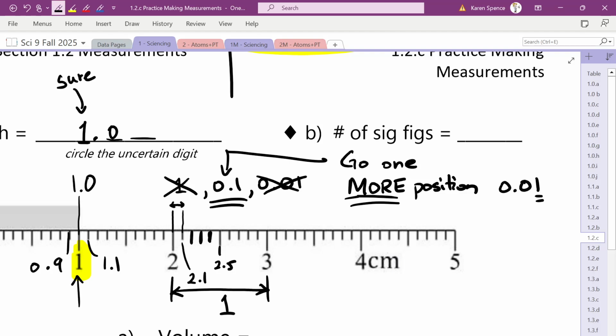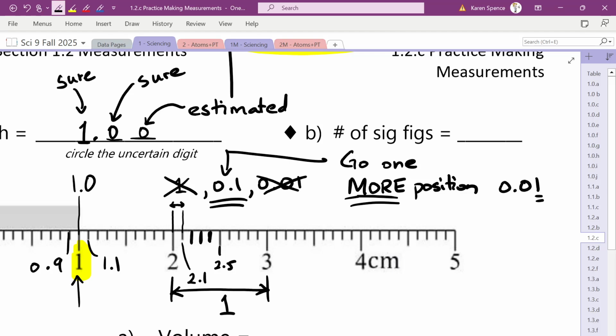Now, because this is a picture and it's blown up great big, you could probably be fairly safe saying that the next digit could be a 0. Okay? Because you have to guess at that, because we're sure about the 0.1 position, and that means our estimated digit is that last one there. Okay?